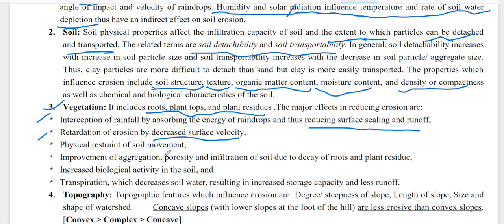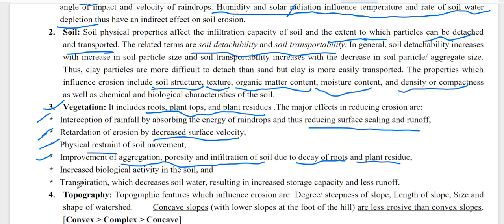Now, physical restraint of the soil movement. It will restrain the soil movement too, it will stop it. Improvement of the aggregation, porosity and infiltration of the soil due to decay of the roots and the plant residue. Yes, due to the plants, the roots will decay, and plant residue is also there, due to which the aggregation, porosity, and infiltration will increase, and thus runoff will decrease.